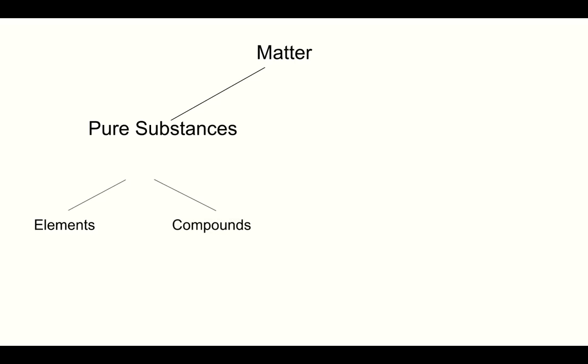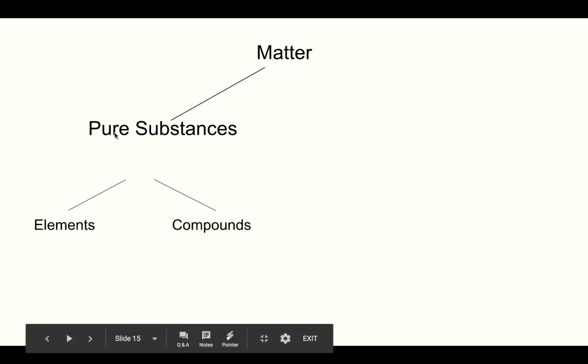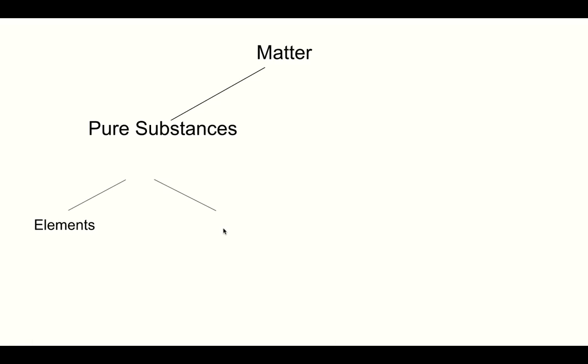So here we see that there's matter, and one of the types of matter is called pure substances. And as we've seen, there are two types of pure substances, elements and compounds. Now, before going further, I would like you yourself to pause and try to give some definitions for these three terms: pure substances, elements, and compounds. See if you can do it.